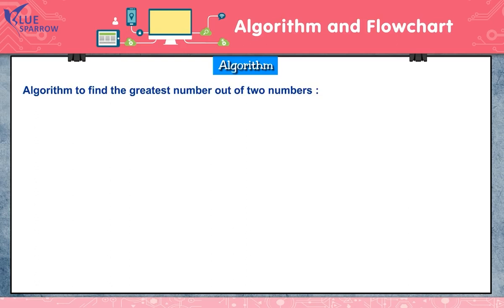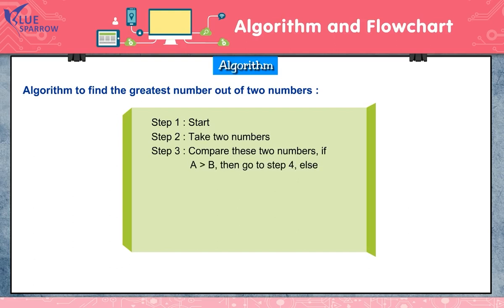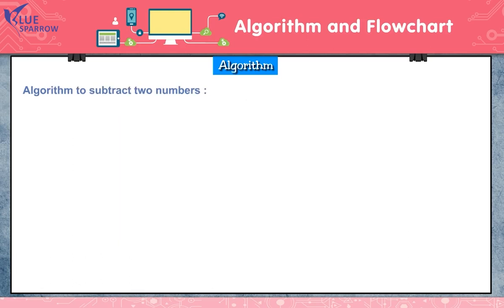Algorithm to find the greatest number out of two numbers. Step 1. Start. Step 2. Take two numbers. Step 3. Compare these two numbers. If A is greater than B, then go to step 4, else go to step 6. Step 4. Print the largest number. Step 5. Stop. Step 6. Print B is greater. Step 7. Go to step 5, that is stop.